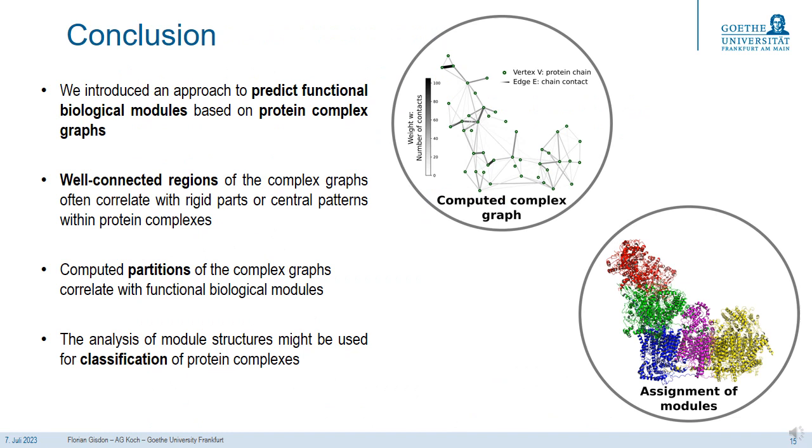We introduced an approach to predict functional biological modules in large protein complexes based on the context between the protein chains. Using a quaternary structure as input, we computed the corresponding complex graph, which showed well-connected regions or even central structural elements. And the graph theoretical partitioning of the protein complex graph correlated with functional biological modules. In conclusion, our approach can be used to predict biological modules of protein complexes and might also be used for their classification.